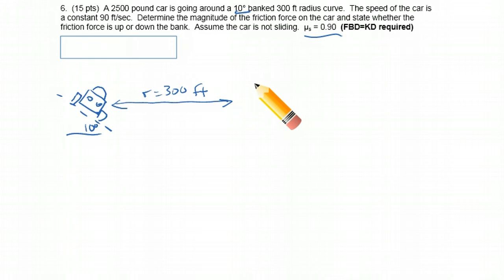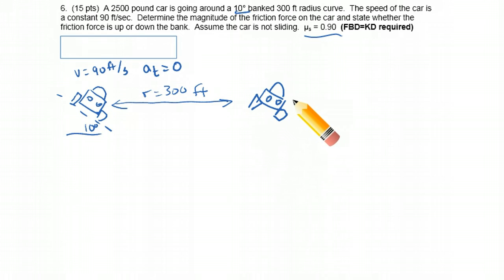We know we're going at a constant velocity, so I'll make a note of that: 90 feet per second. Constant velocity means my tangential acceleration is 0, so that's a key point. The only acceleration is going to be a normal acceleration. So let's draw the kinetic diagram. My normal acceleration is going to be pointing towards the inside of the curve, a sub n.